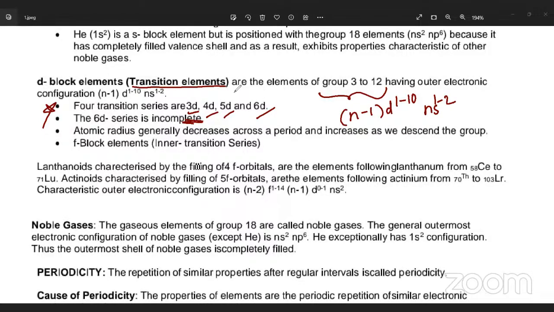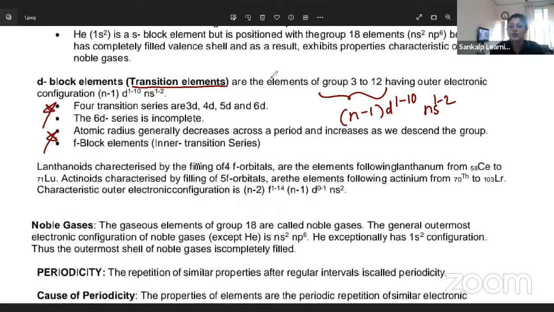What will happen to atomic radius? Atomic radius generally decreases across a period and increases as we go down the group. We are going to study this further in periodicity. So as you go across the period, it decreases; as you go down the group, it increases.